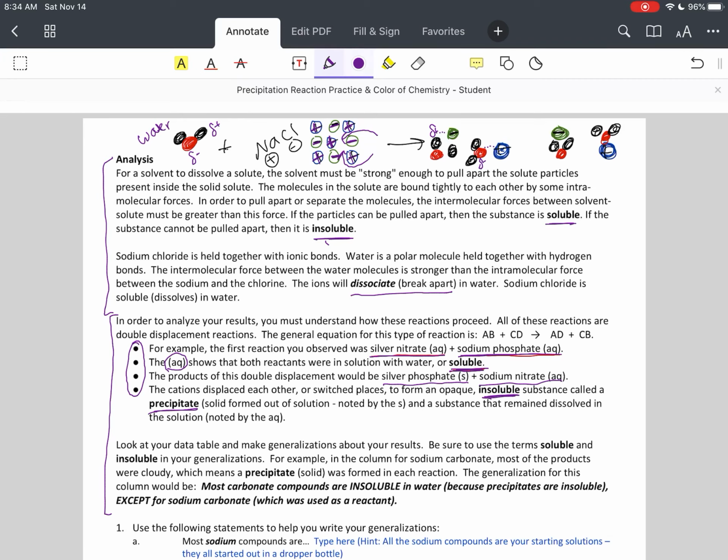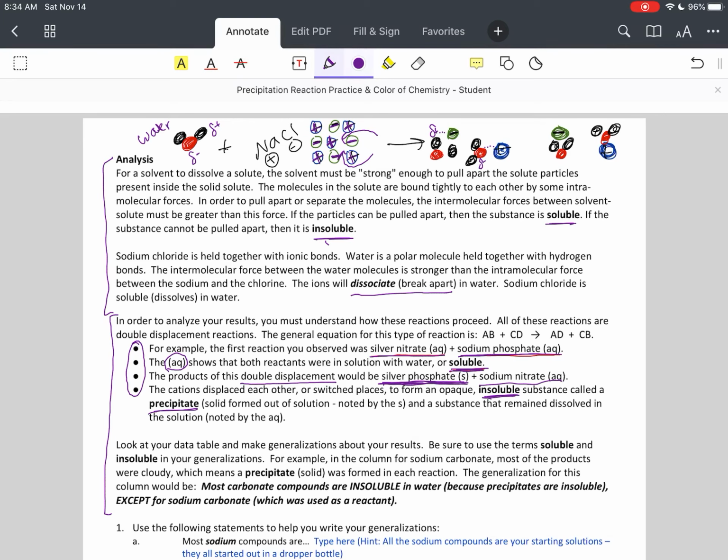Once these two substances are mixed together, they form two different products. The products form because a double displacement or double replacement reaction has occurred. And you notice that in this reaction, it turned cloudy, and that was because there was a solid precipitate that was formed. And the solid precipitate is actually the silver phosphate.